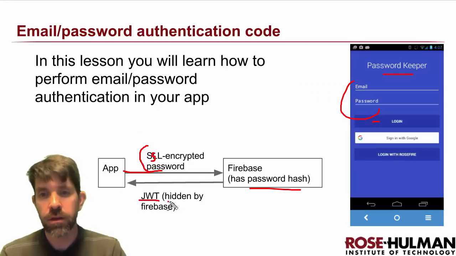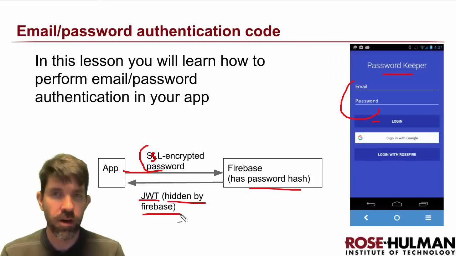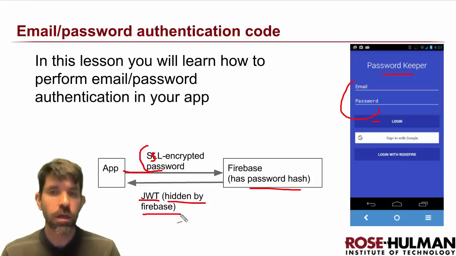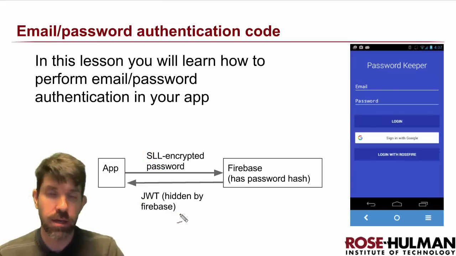Now I will say that the JWTs are completely hidden by Firebase. They're going to be used internally, so all we're going to need to do is tell it to authenticate, and then write a callback about what we should do once it comes back authenticated.